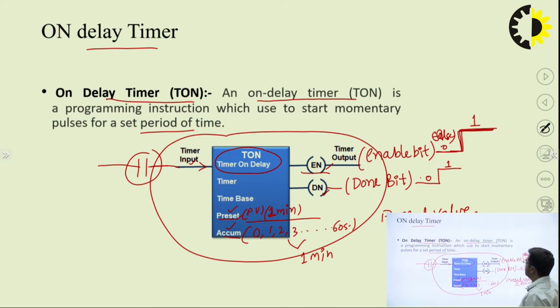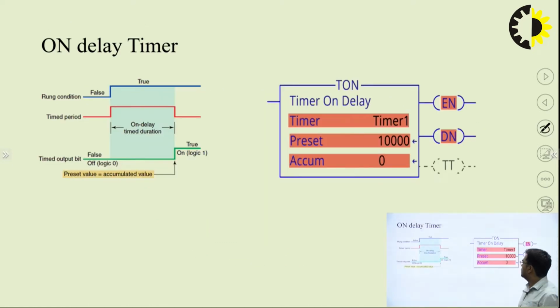So on the enable bit, as the supply is given, the state will be changed, but the done bit changes only when the preset value is greater than or equal to the accumulated value. This concept is basically what we use in PLC devices. Okay. Now, this block is showing the on delay timer.